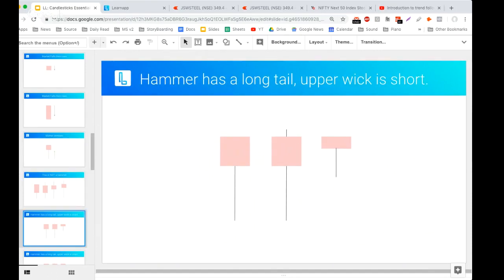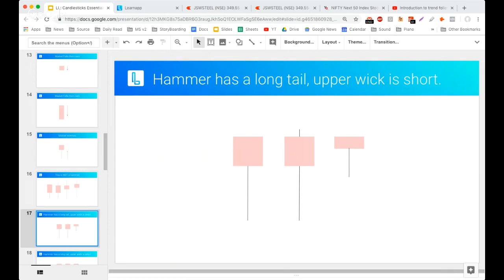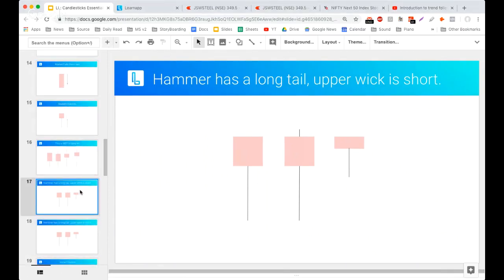Okay, one more thing I need everyone to do is also type that they've understood the hammer, so we can move on to some real examples. Because I think once you've understood the theory and we see some real charts, everything will become clear.